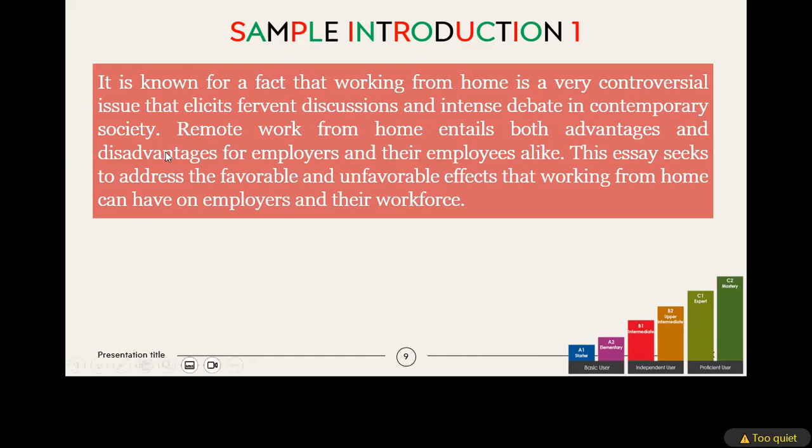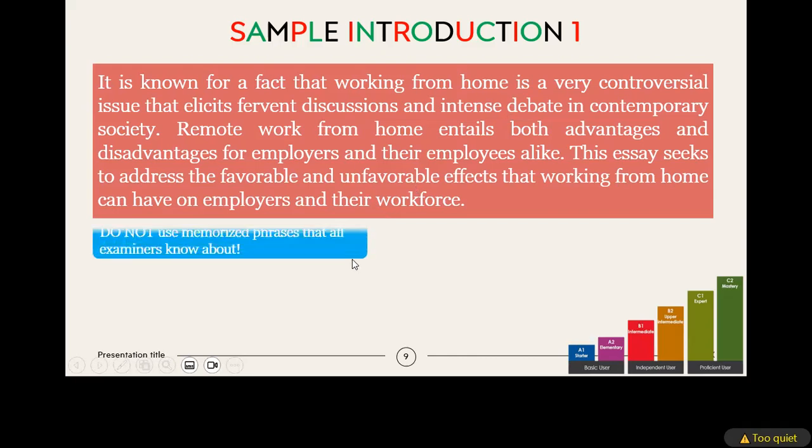Okay, but remote work, this is good, because he said working from home and then said remote work, he did paraphrasing. This is good. This is called substitution, I will explain it later. Okay, from home entails both advantages and disadvantages for employers and their employees. That is the same thing, he did nothing. Then he said this essay seeks to address the favorable, meaning the advantages and the disadvantages. Okay, so why do you write them? Why tell me what you will do? Okay, write them. Show, okay, what are they? I cannot see them in the introduction. They are not there at all. What are the advantages? What are the disadvantages? I cannot see them.